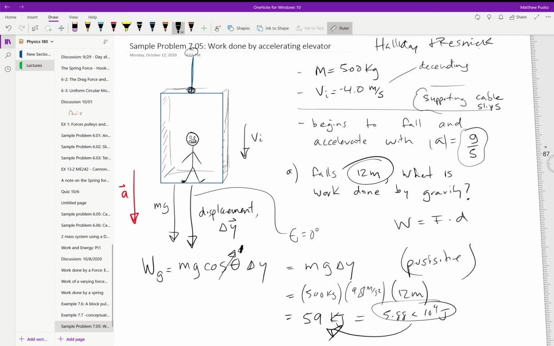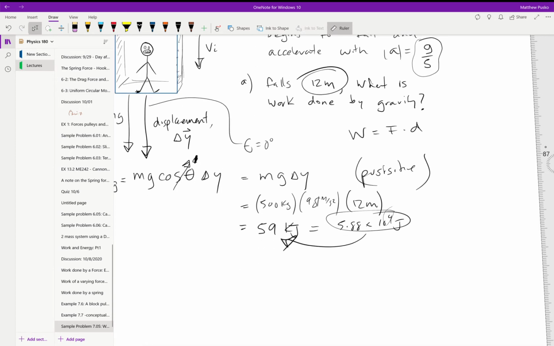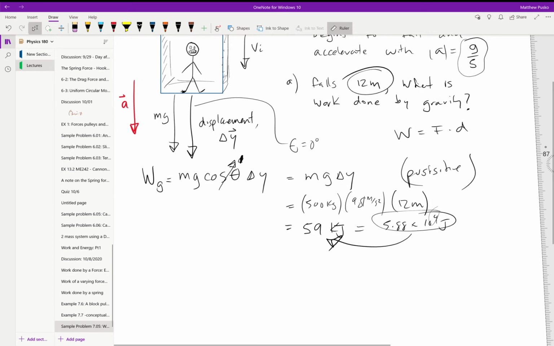Energy is one of those things where a lot of the stuff has large magnitudes. This has an order of magnitude of 4, so it's pretty big. We can write it more simply in the kilojoule fashion. Okay, so that's part A done. The work done by gravity, pulling it down, is 59 kilojoules.